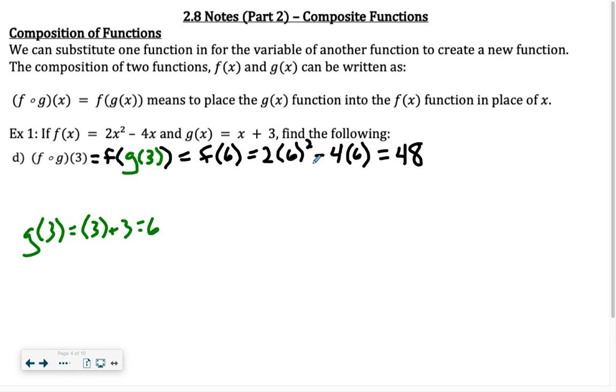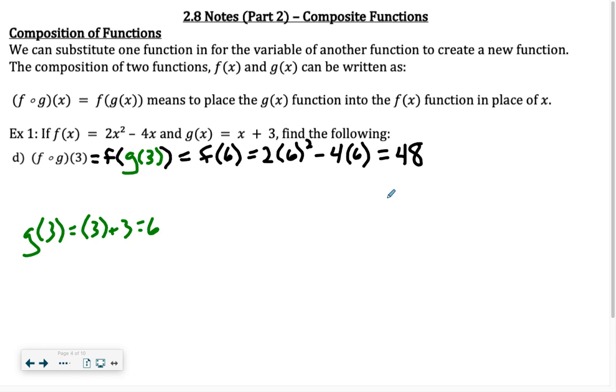All right, I went ahead and wrote my work out already here. So f of g of 3 means I want to evaluate g of 3 first, and then take that value and plug it into f. So g of 3 would just be 3 plus 3, which would be 6. So that means I'm plugging 6 into my f. And when we do that, I believe we get 48.